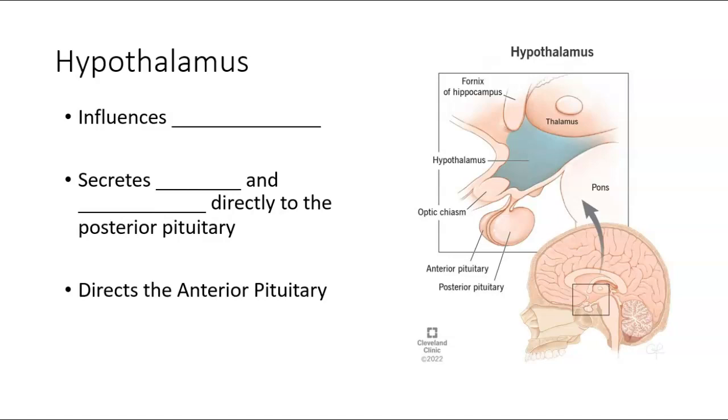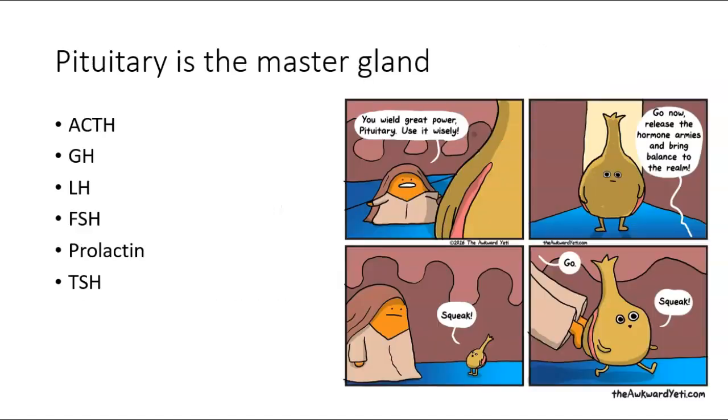The hypothalamus secretes antidiuretic hormone, ADH, and oxytocin directly to the posterior pituitary. And it further directs the anterior pituitary. So as we know, the pituitary gland is known as the master gland. I think that's a little bit of a misnomer because of the role of the hypothalamus, but it's known that way because of all of the hormones that directly act on the rest of the body.